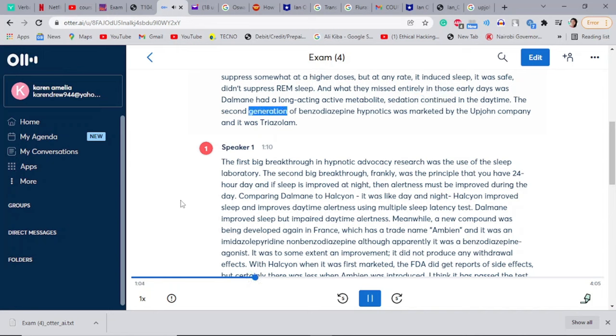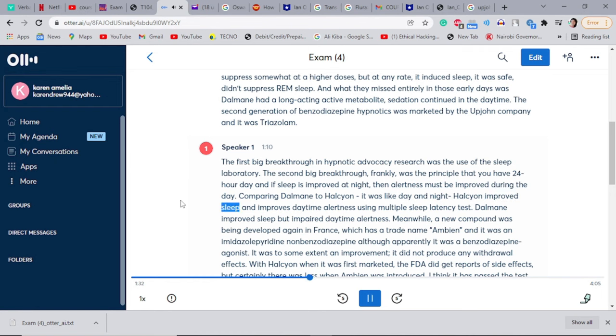The second generation of benzodiazepine hypnotics was marketed by the Upjohn company, named Triazolam. The first big breakthrough in hypnotic efficacy research was the use of the sleep laboratory. The second big breakthrough, frankly, was the principle that you have a 24-hour day, and if sleep is improved at night, then alertness must be improved during the day. Comparing Dalmain to Halcyon, it was like day and night.